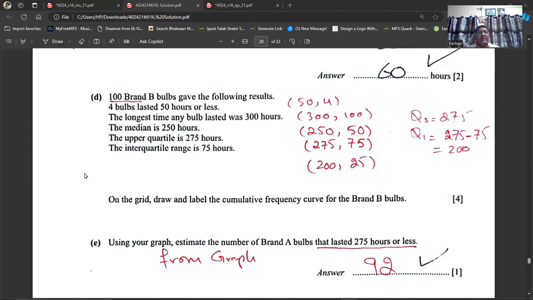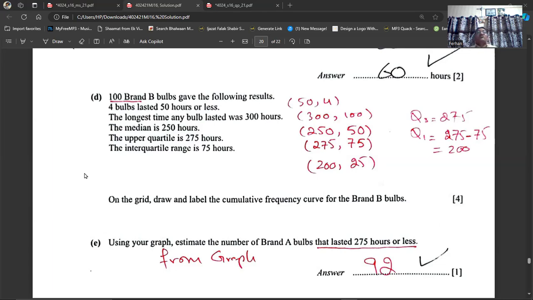The median is 250 hours. For 100 bulbs, the median will be 50. So the median is 250 hours, so (250, 50). This is another point. The upper quartile is 275. The upper quartile for 100 bulbs is at 75. So the Y value will be 75 and the X value will be 275. So this is another point, (275, 75).